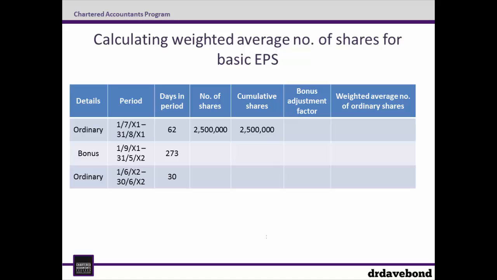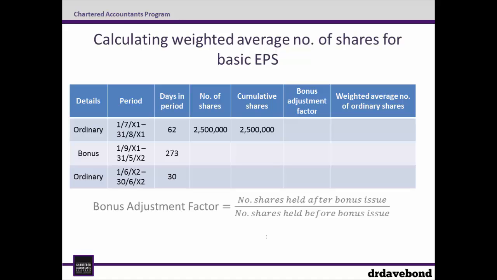Because there were 0 shares before this ordinary block, that's 2.5 million as well. We then need to add in the bonus adjustment factor. This is calculated by dividing the number of shares held after the bonus issue by the number of shares held before the bonus issue. As it's a 1 for 4 issue, it means that there will be 5 shares on issue, 4 plus 1, after the issue, as compared to 4 beforehand. This equates to a bonus adjustment factor of 1.25.